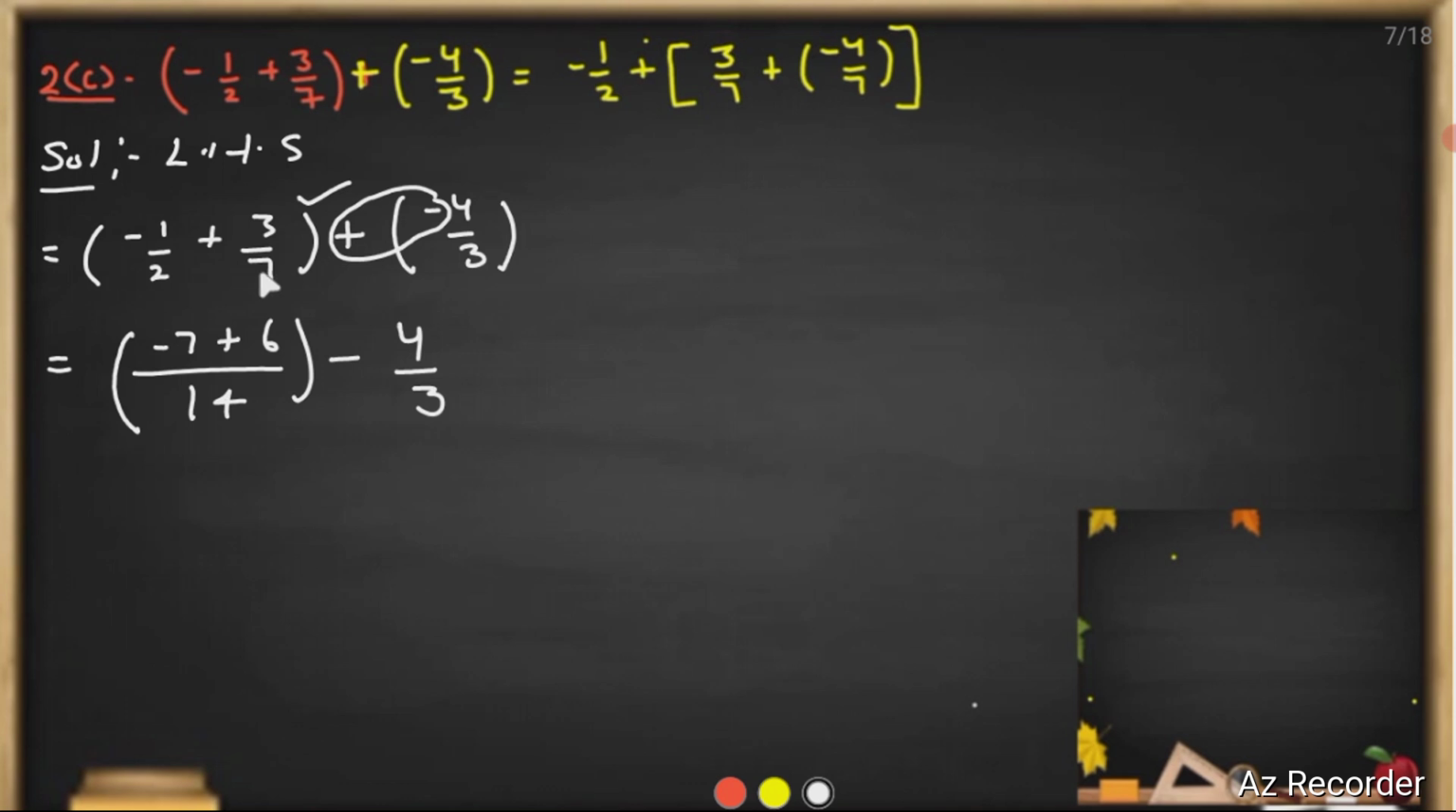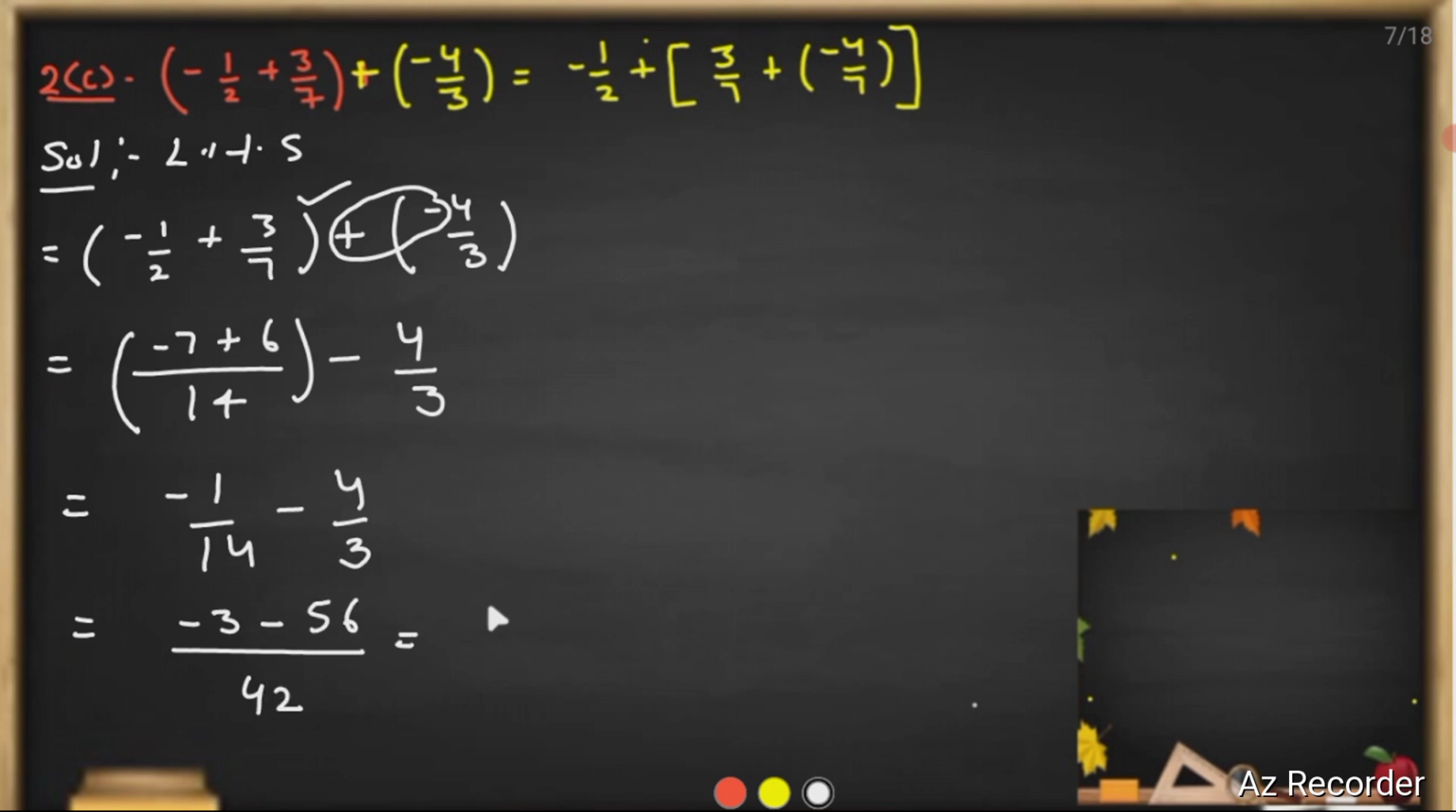So beta, we took the LCM in the screen lock, and the answer of the screen lock is negative 1 upon 14 and minus 4 upon 3. So this is the LCM. Now we will come to 42. So 14 cuts 42 3 times, so we have negative 3, and 3 cuts 42 14 times, so 14 4s are 56. So now we have negative 59 upon 42.